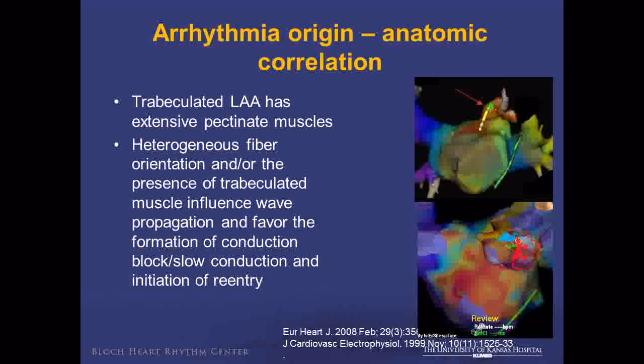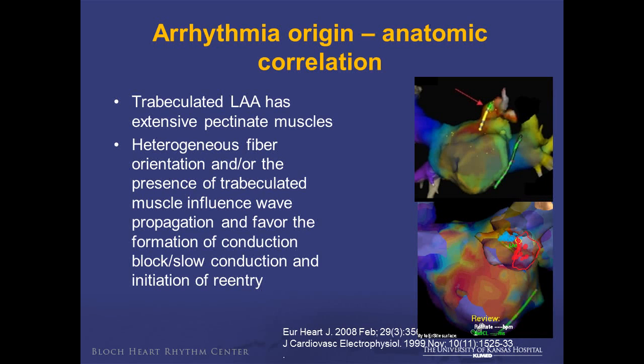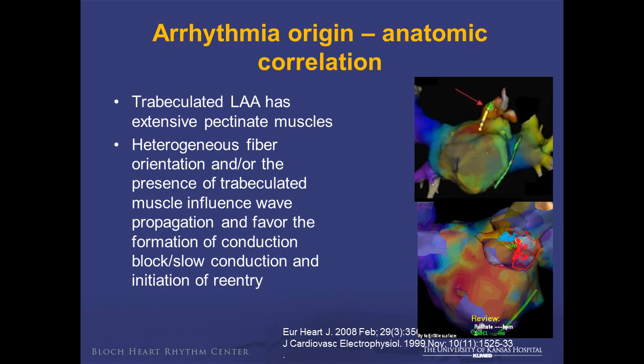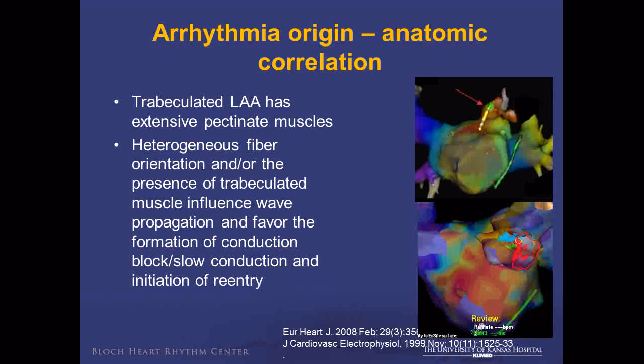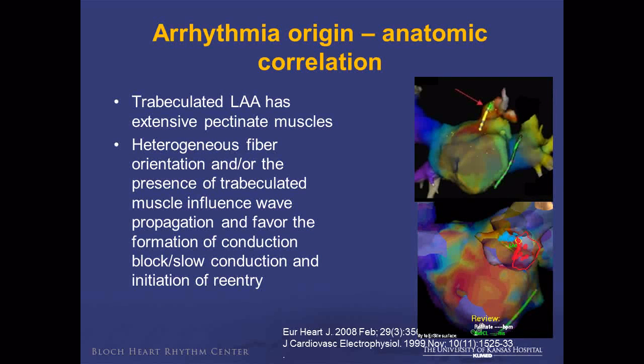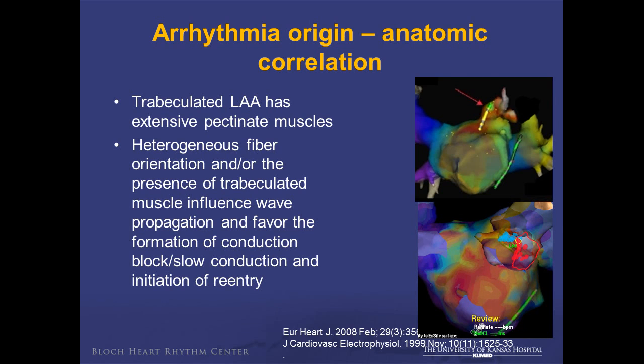If you look at the arrhythmia origin and the anatomic correlation of the left atrial appendage, why are these appendages arrhythmogenic? What makes them arrhythmogenic? We know that they are trabeculated and have extensive pectinate muscles. The varied arrangement of the muscle fibers creates enough heterogeneity and conduction abnormalities, causing a lot of reentry. Some of the automatic activity and triggered focal activity that comes from these left atrial appendages is probably related to the arrhythmogenicity that you typically see in pulmonary veins as well.